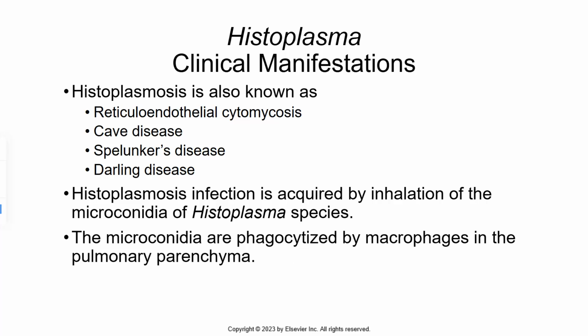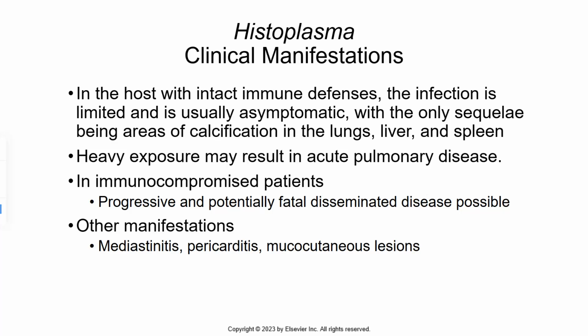Histoplasma. Histoplasmosis is known as reticuloendothelial cytomycosis, cave disease, spelunker's disease, or Darling disease. Histoplasmosis infection is typically acquired by inhalation of microconidia of Histoplasma species. The microconidia are phagocytized by macrophages in the pulmonary parenchyma. In the host with intact immune defenses, or a normal immune system, the infection is limited and usually asymptomatic, with the only sequela being calcification in the lungs, liver, and spleen.